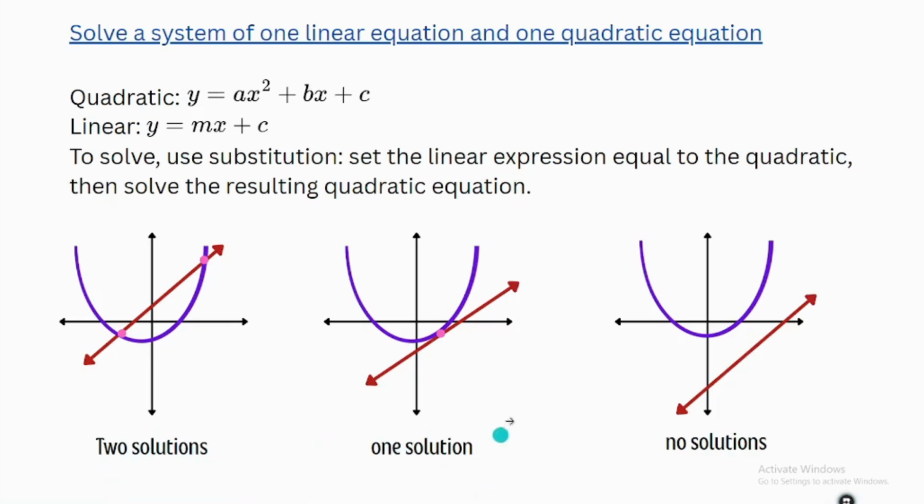In another case, the parabola intersects the straight line in only 1 point. This point will be the solution, and in this case there is one solution. In some cases there is no intersection point between the straight line and the parabola. In this case we say that there is no solution.